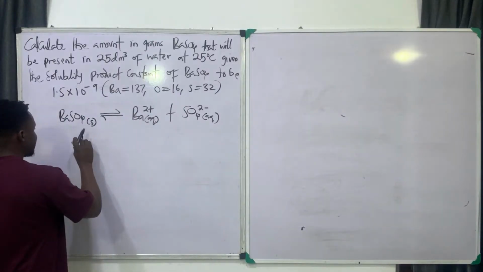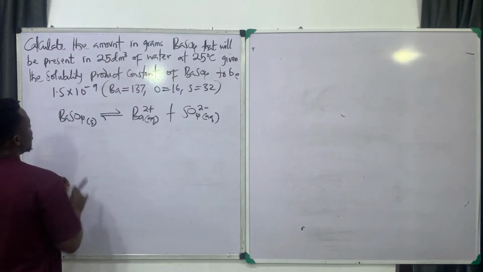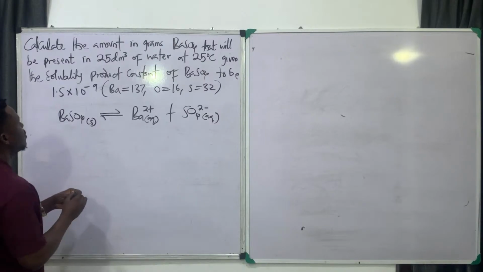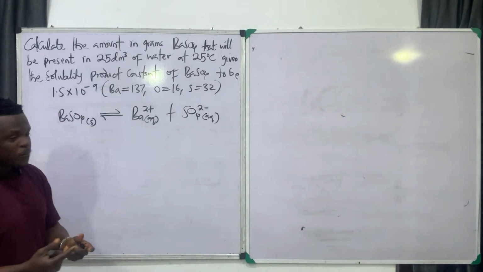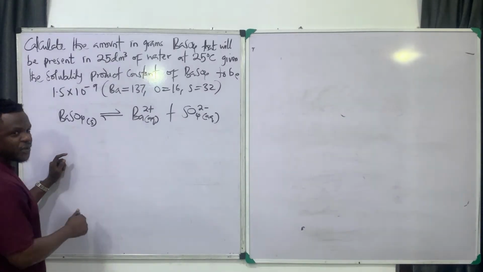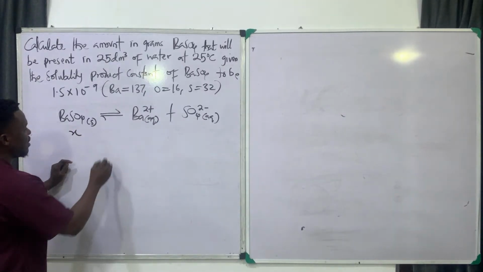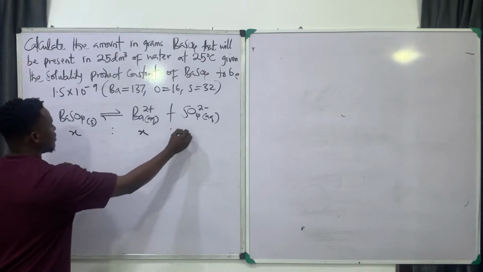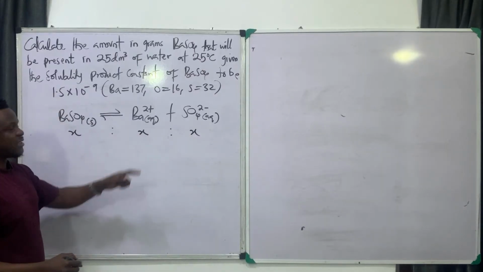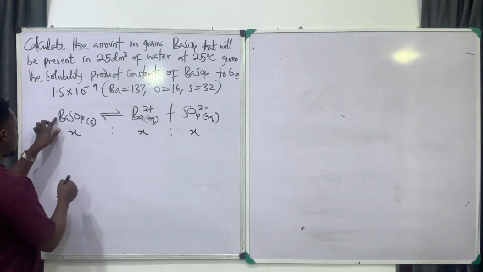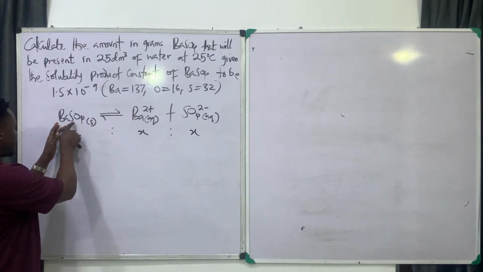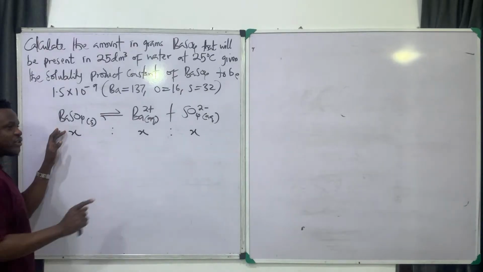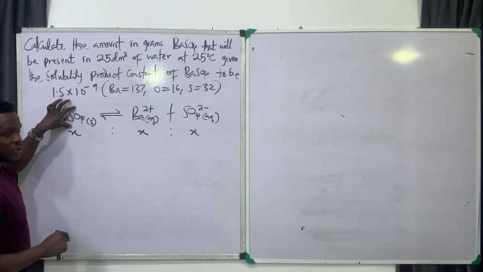I'll say KSP. We do not know the molar solubility of this, so we want to solve for it. We call this guy X. Since 1 mole of this gave 1 mole of this and 1 mole of this, and we do not know the value, we call it X. Our sole aim is to get the molarity of this.